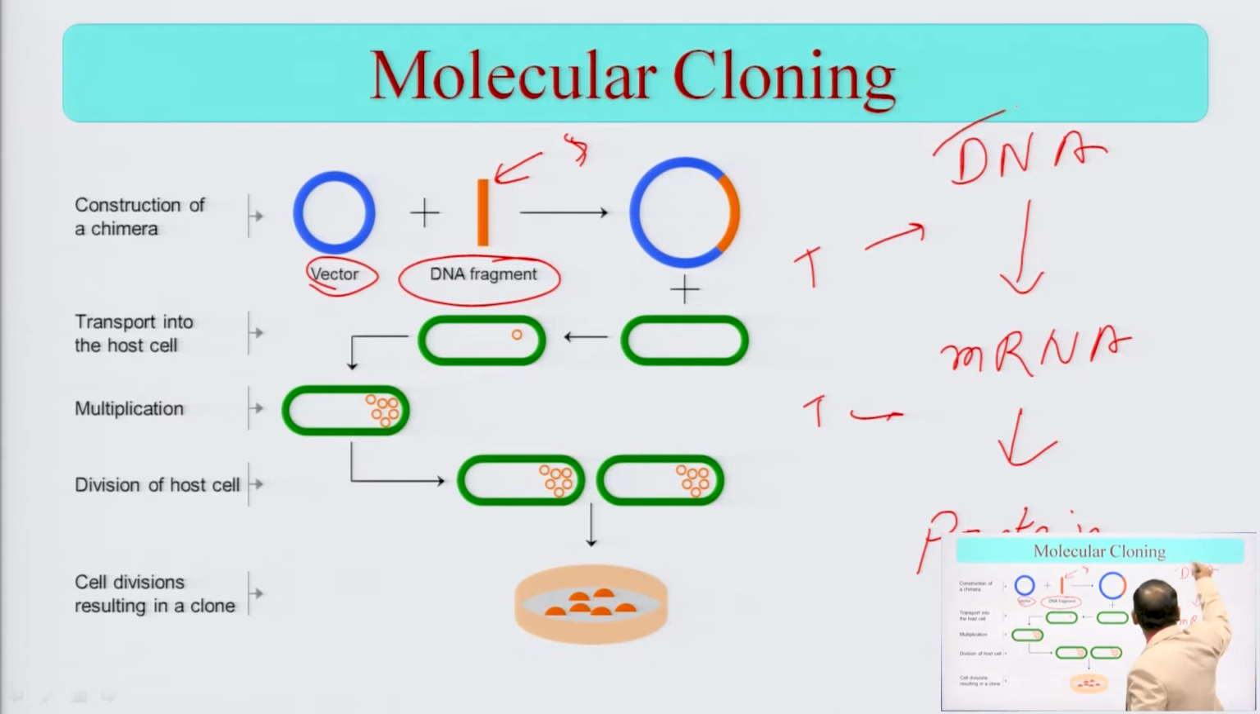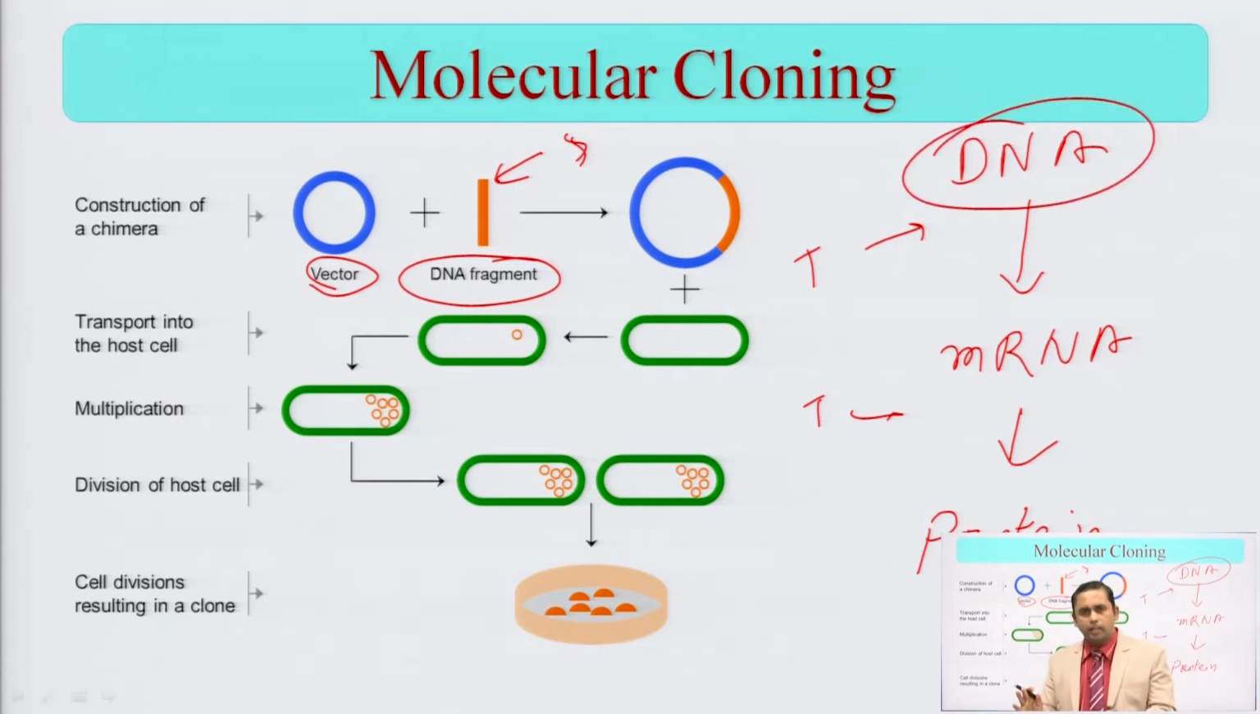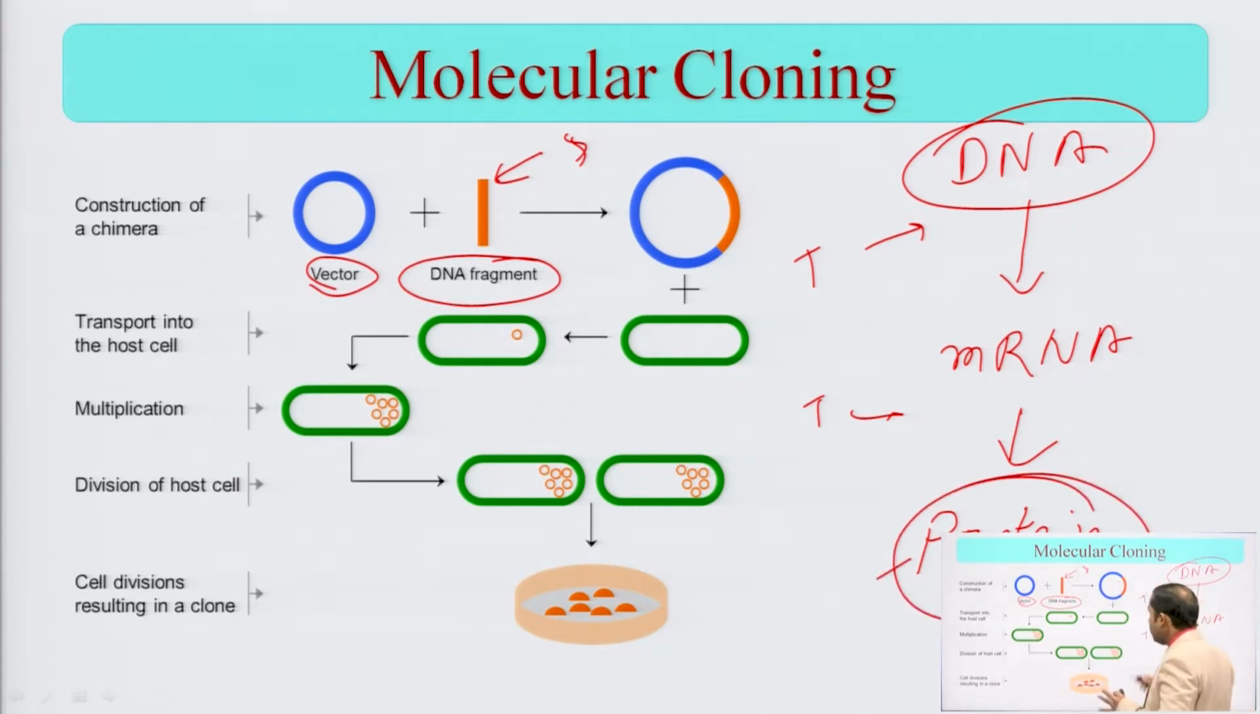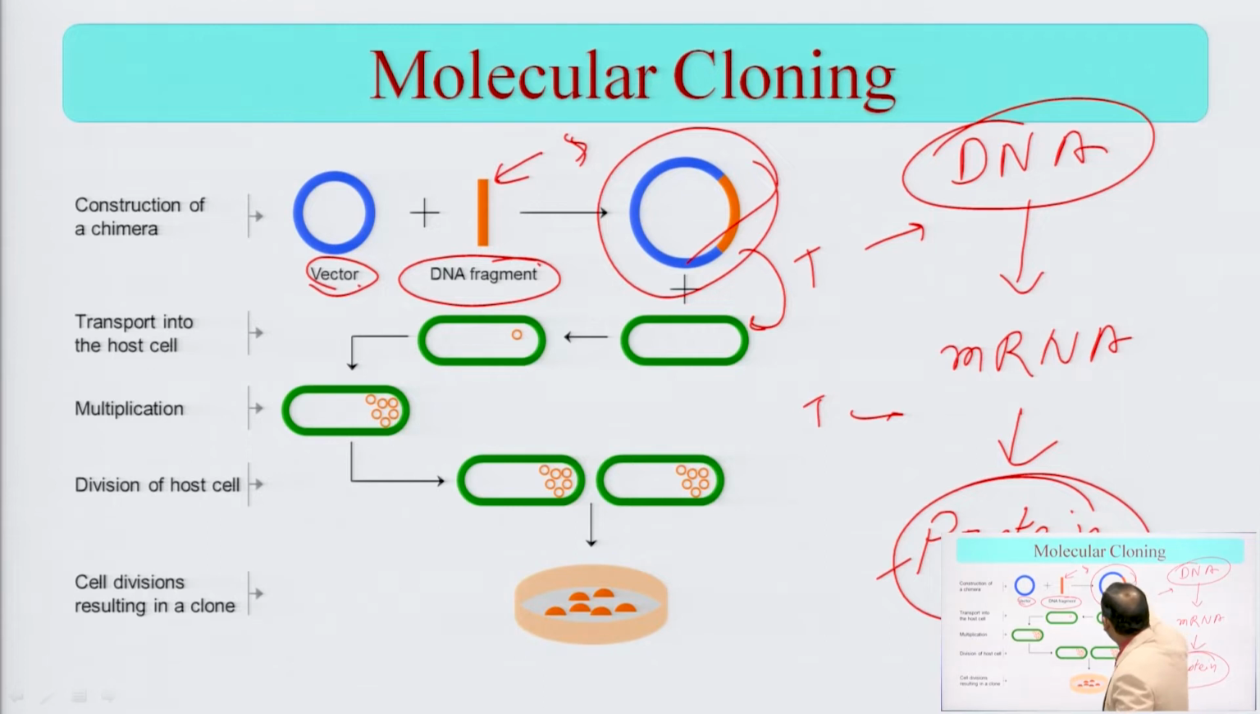Now, if you have some good DNA, you want to express that DNA so that you can get some good protein. In that case you will be taking the DNA fragment and constructing the chimera. You will be adding the DNA fragment into that vector. See how it is happening. Then you are putting that entire chimera into a host cell. For example, we are using bacteria, E. coli or other kinds of bacteria.